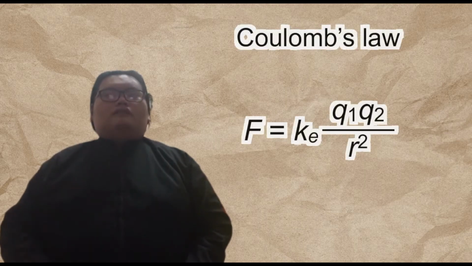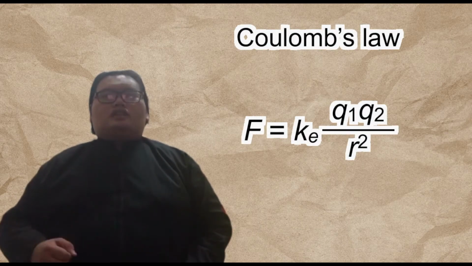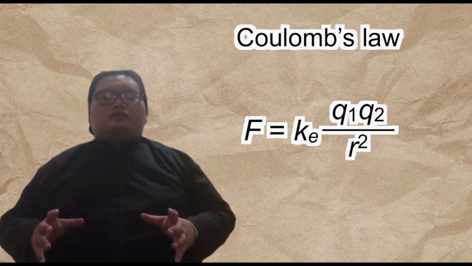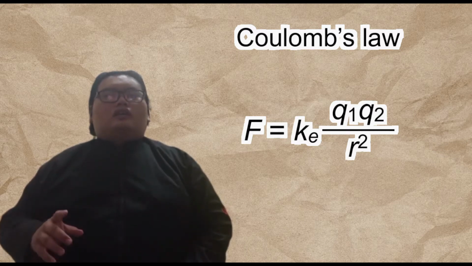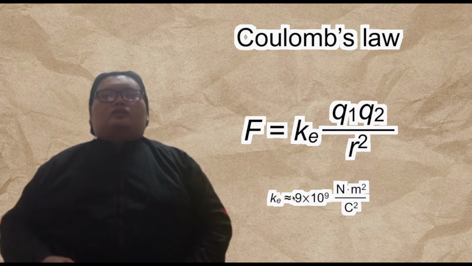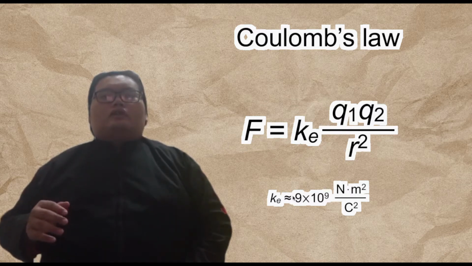Coulomb's law. If two objects have electrical charge Q1 and Q2 and they are separated by distance r, then Coulomb's law says that the electrical or Coulombic force between the objects is k Q1 Q2 over r squared. k is Coulomb's constant, approximately equal to 9 × 10^9 newton-meter squared over coulomb squared.